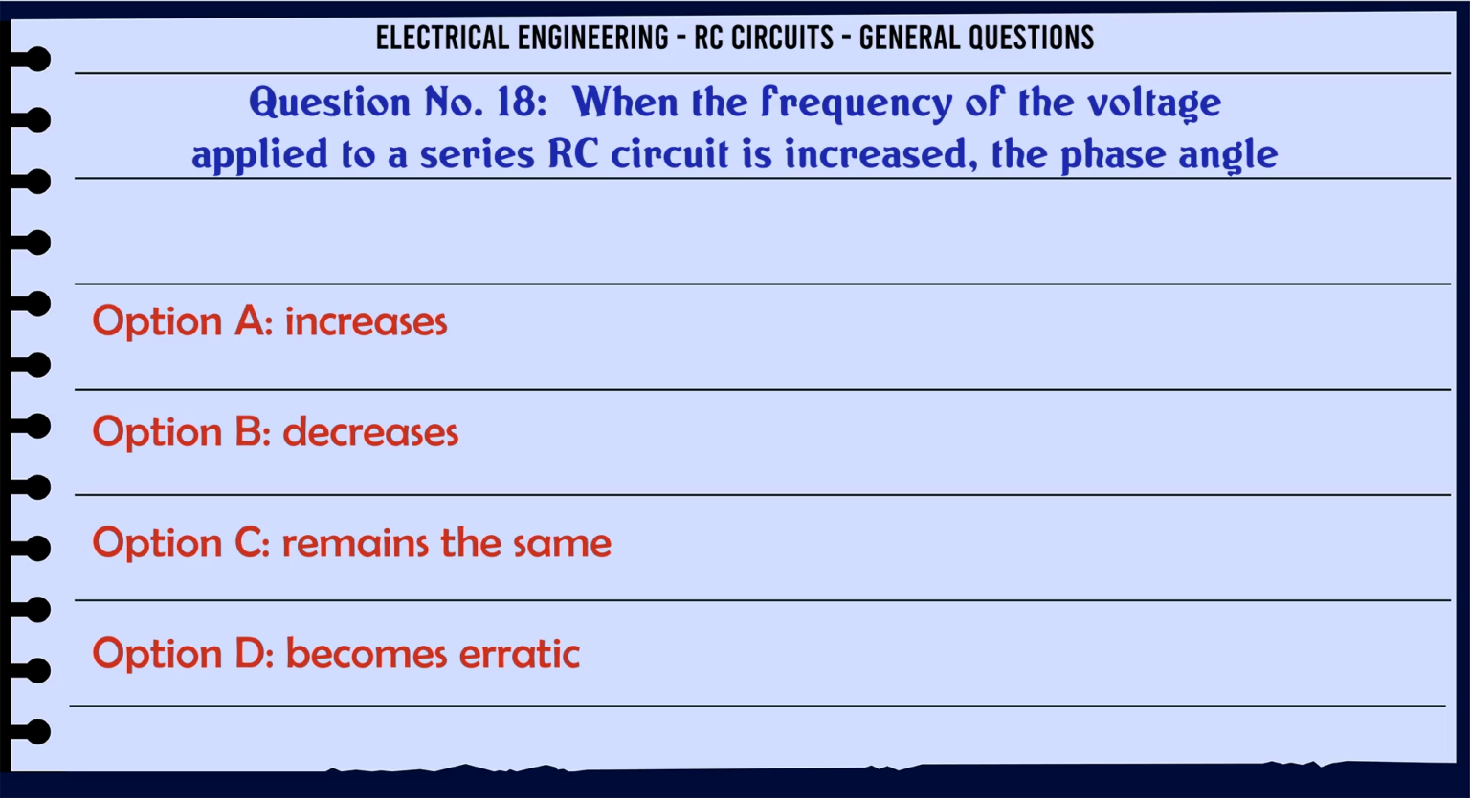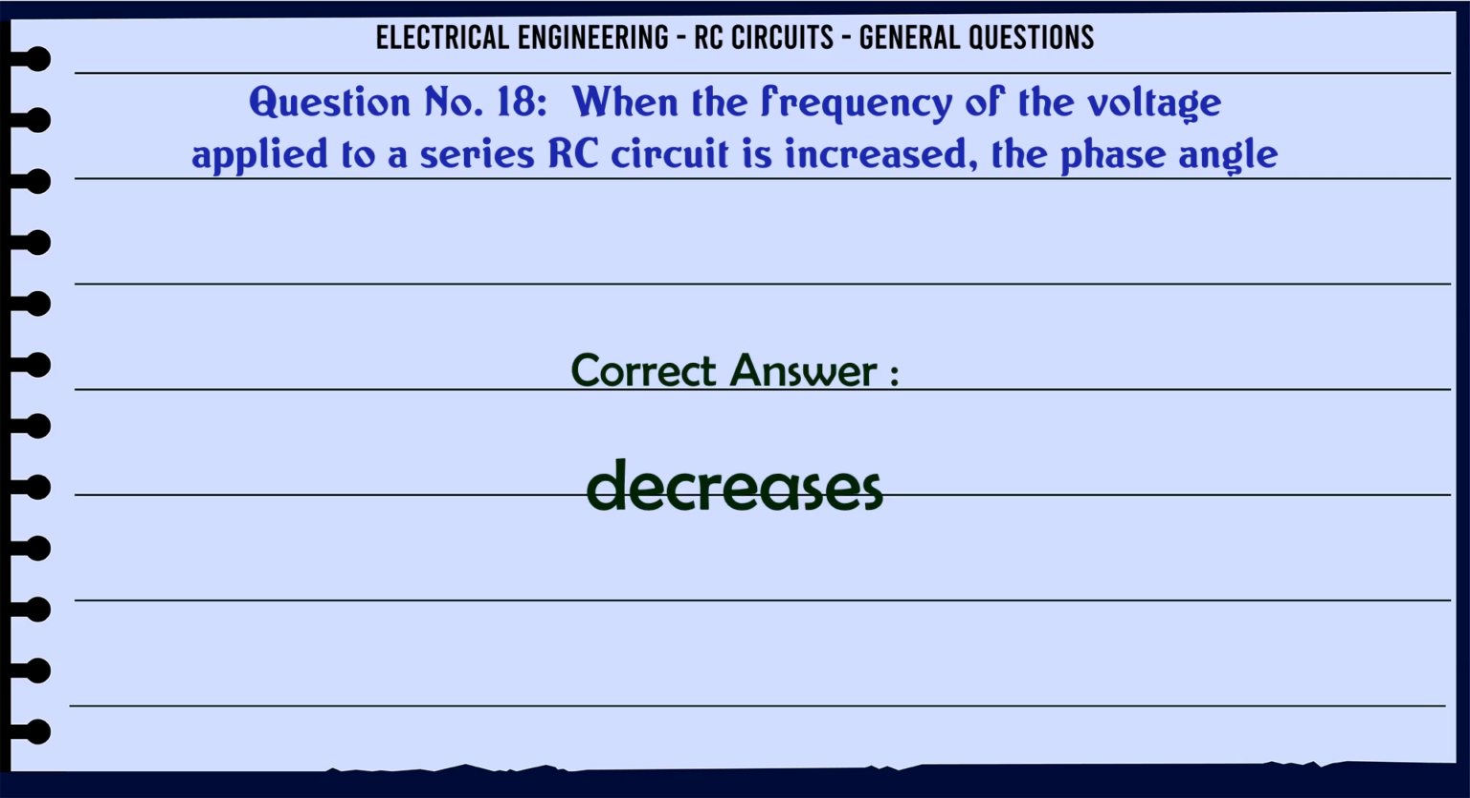When the frequency of the voltage applied to a series RC circuit is increased, the phase angle A) increases, B) decreases, C) remains the same, D) becomes erratic. The correct answer is decreases.